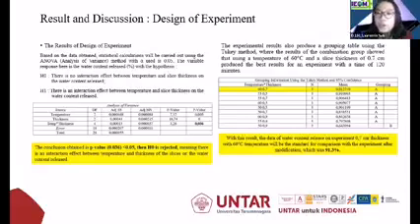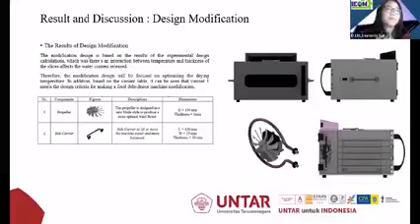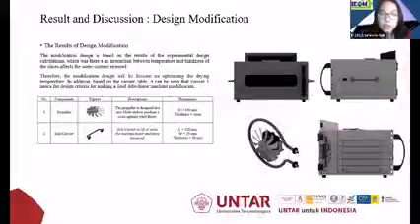And the experimental result also produced a grouping table, using Tukey's method, where the result of the combination group showed that using a temperature of 60 degrees Celsius and a slice thickness of 0.7 centimeter produced the best result for the experiment with a time of 120 minutes. And with this result, the data of water content released on this experiment will be the standard for comparison with the experiment after modification, which was 91.3%.